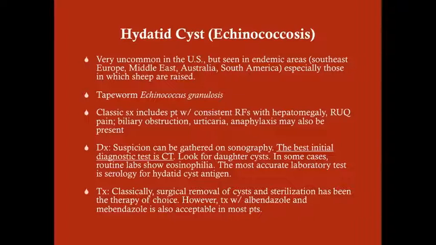This comes from a tapeworm called Echinococcus granulosus. And the classic symptoms are going to be a little bit different from the abscesses that we saw before. This isn't so much fever, this isn't so much severe pain. It's going to be patients with risk factors who have this hepatomegaly, maybe a little bit of discomfort in the right upper quadrant area. This mass can grow to be actually quite big, and it can obstruct the biliary tree.